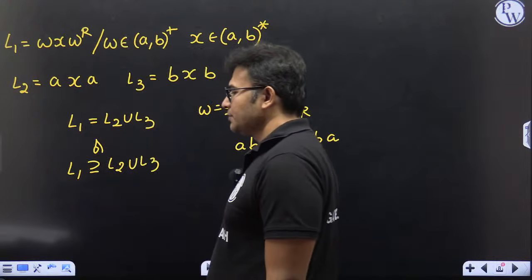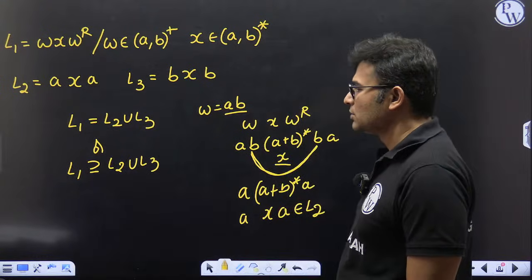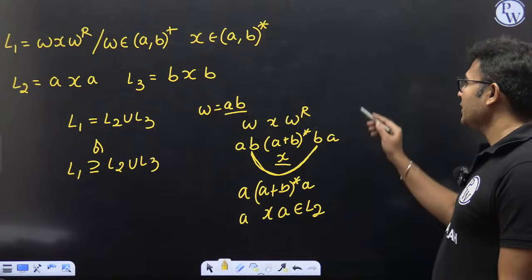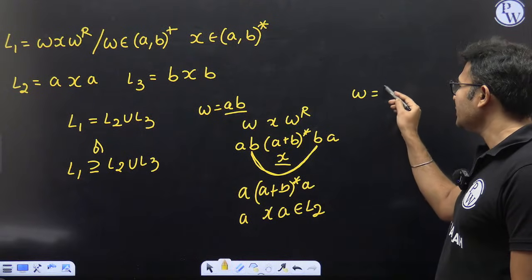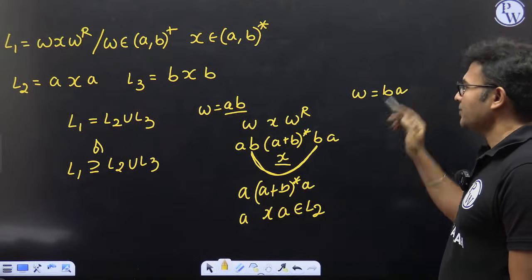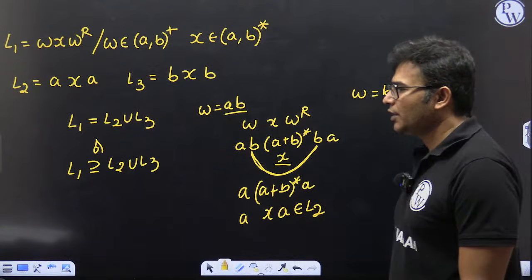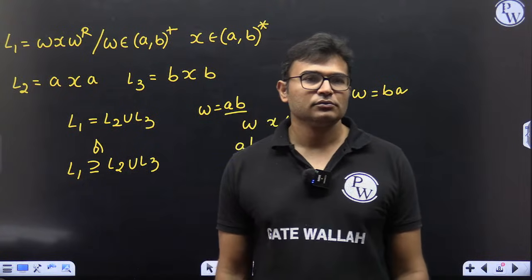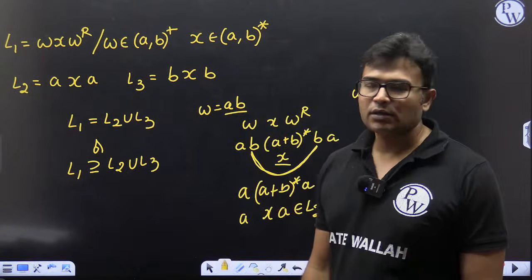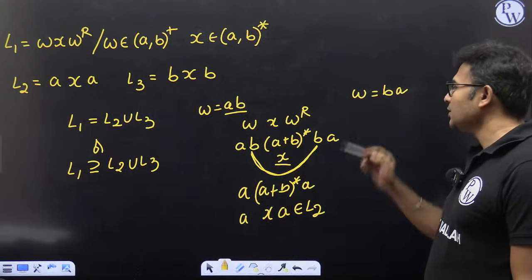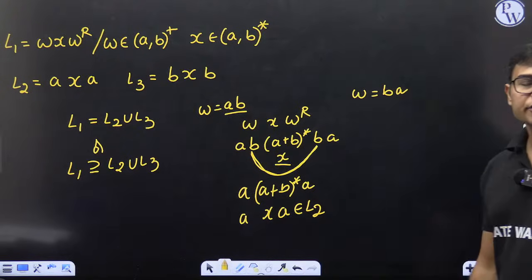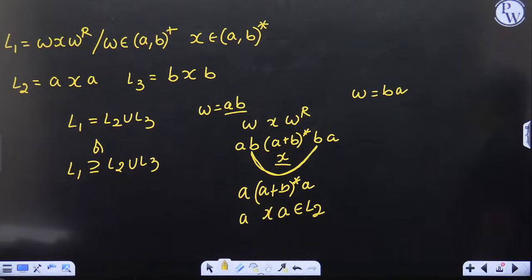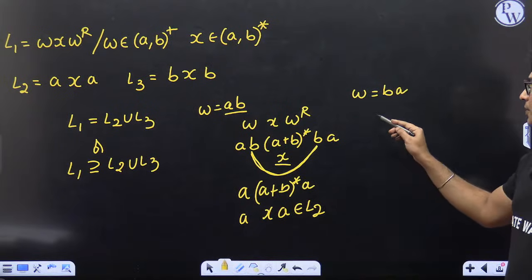Very good, Roshan. So if I take W equal to BA, then what happens? Very good, Prashant. Any string starting with B, it need not be BA, any string starting with B. Then what happens?